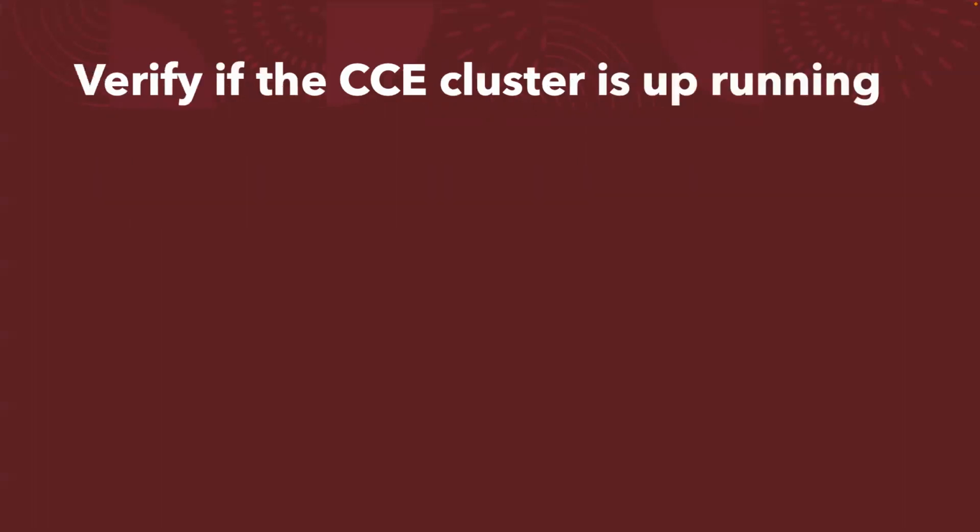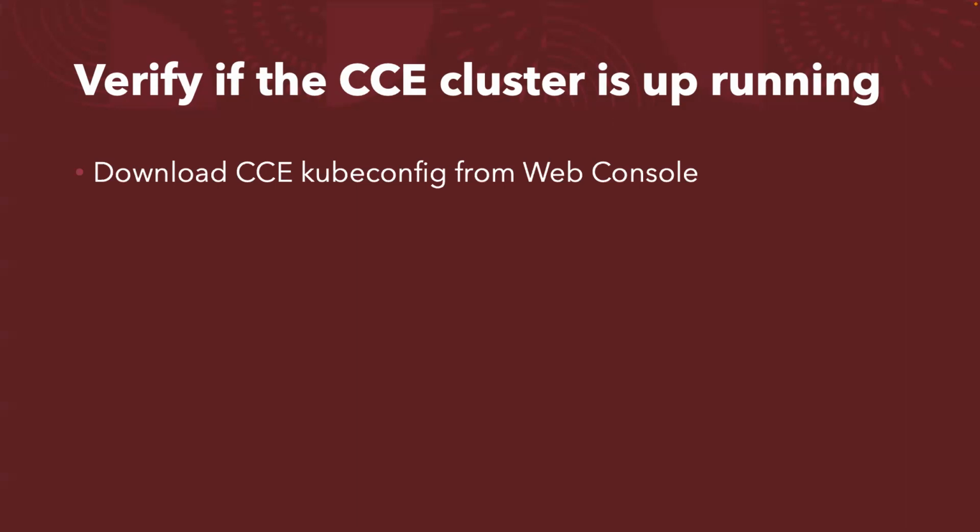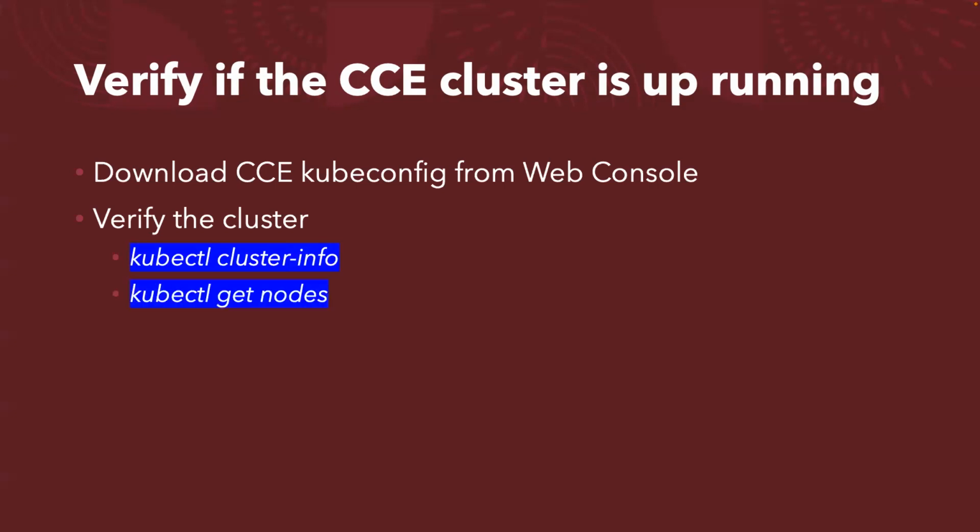Once you have the cluster up and running, before we can move to the next step, we need to verify that the CCE cluster is up and running. First of all, you can download the CCE kubeconfig file from the web console. After that, from the terminal, you can verify the cluster status by running either of the commands below: kubectl cluster-info, or kubectl get nodes. Okay, let's prepare the environment first.